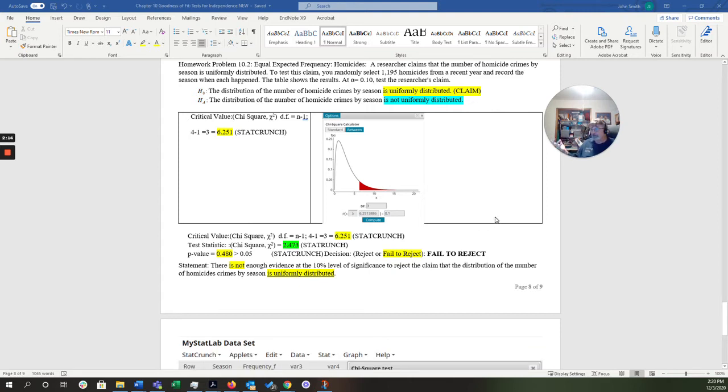We can use the critical value method compared to the test statistic, but we don't need to because of the p-value. When I run the test, and you're getting ready to see that in just a second, my test statistic, chi-square, came in at 2.473 with StatCrunch. My p-value came as 0.480. Well, if the p-value is high, the null has got to fly, so we're going to fail to reject the null. So my statement is there is not enough evidence at the 10% level of significance to reject the claim that the distribution of the number of homicide crimes by season is uniformly distributed.